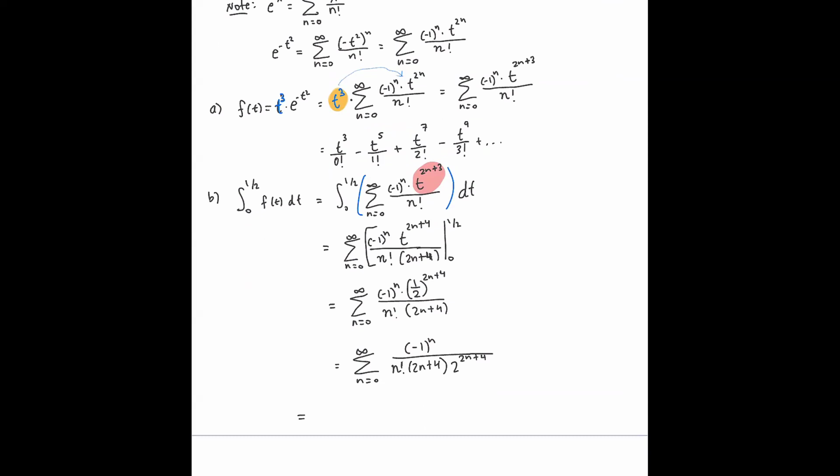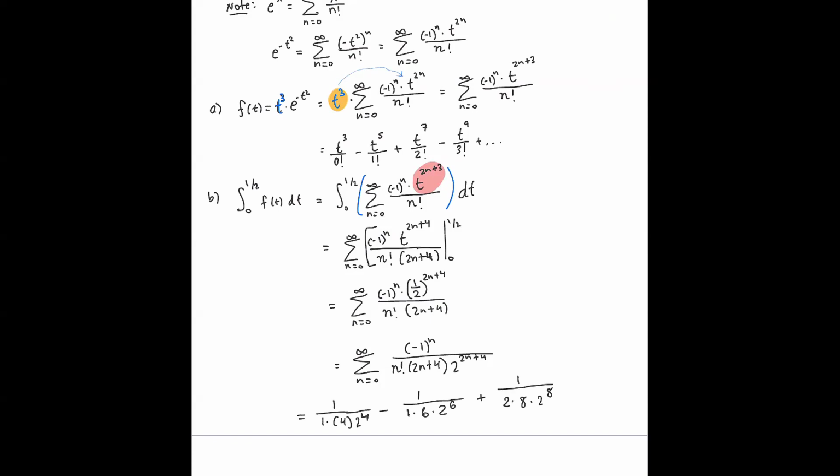So n equals 0, that will just be 1 divided by 0 factorial, which is 1, times 4 times 2 to the power of 4. Okay, I think that's working. Minus the next term, which will be 1 divided by 1 factorial, which is 1, times... if n is equal to 1, you get 6 times 2 to the power of 6. And then plus 1 divided by 2 factorial, which is 2, times 8, I guess, and then times 2 to the power of 8. I think that should do it, right?